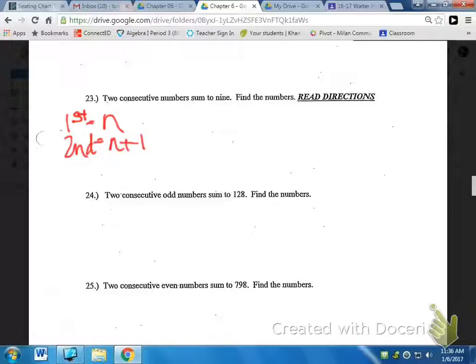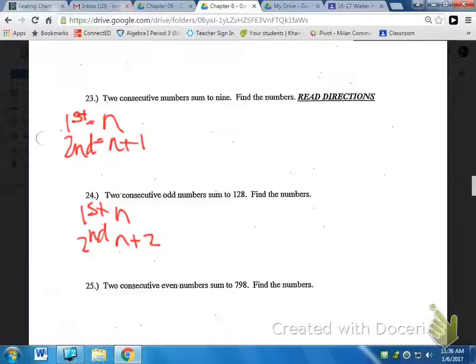Now, if it's consecutive odd or consecutive even, like I'm going to let you fill in for number 24, the first one would be n, but if it's consecutive odd or even, how many does it skip? 2. So n plus 2. So just so you remember that.